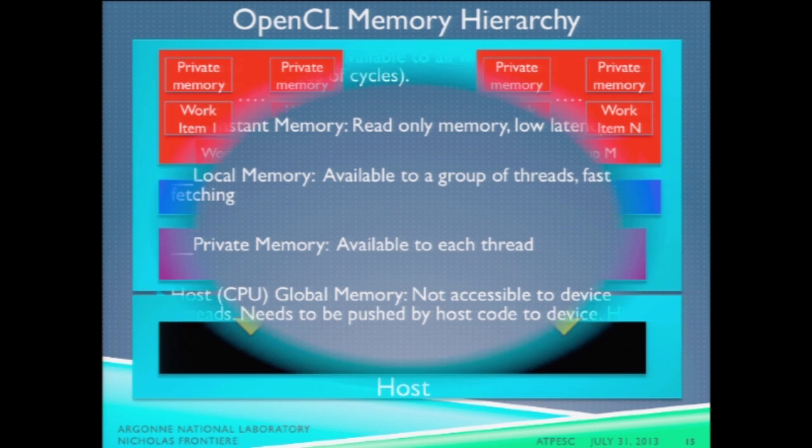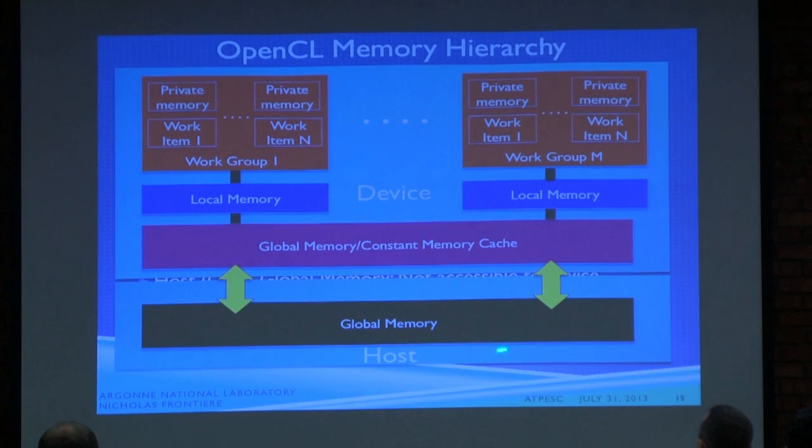OK, and here's a diagram just to make it clear. Here's your CPU. Here's most of your data. You push that data to the GPU. This is the GPU's global memory. This global memory has access to all of the work items, or threads, as I've been calling them. These guys can all see this. And then these threads are grouped in what we call work groups. There's, in this case, M of them. And these work groups have their own local memory, and each thread has its own private memory.